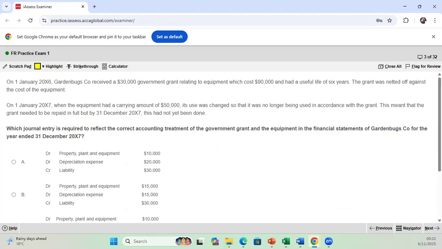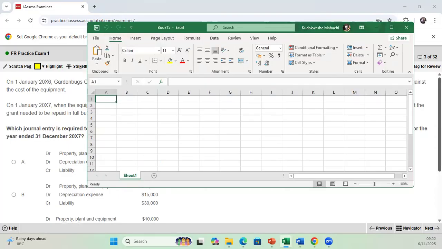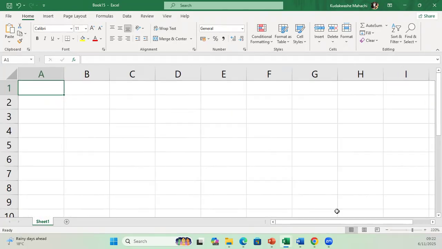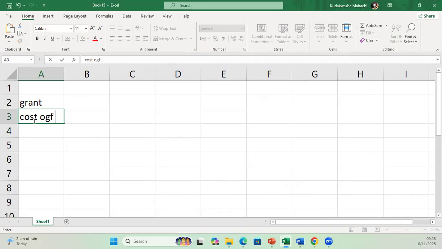But let's go and look at the initial accounting treatment. So what was the initial accounting treatment? So the initial accounting treatment was we had recorded a cost of, so we had the grant. So the cost of the grant.